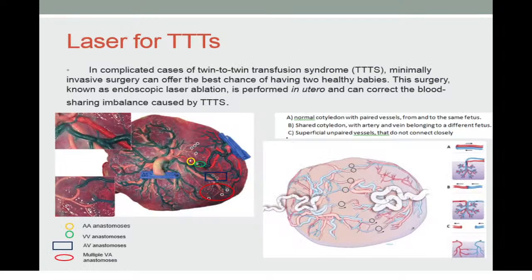In complicated cases of twin-to-twin transfusion syndrome, minimally invasive surgery can offer the best chance of having two healthy babies. And within the last 50 years, it has started to be not such a rare surgical intervention. This surgery, known as endoscopic laser ablation, is performed in utero and can correct the blood sharing imbalance caused by twin-to-twin transfusion syndrome.